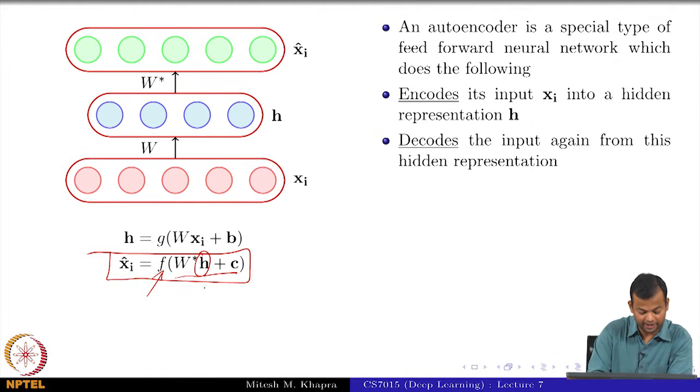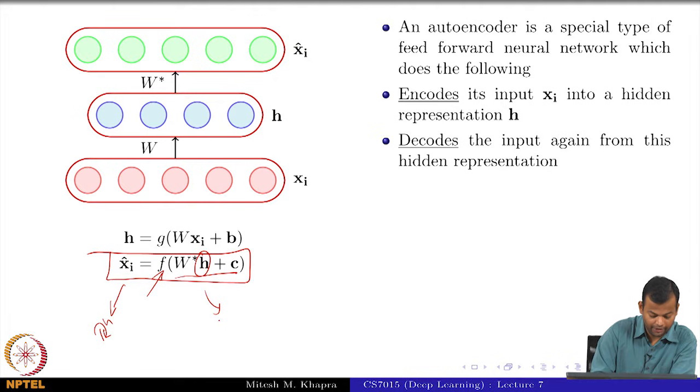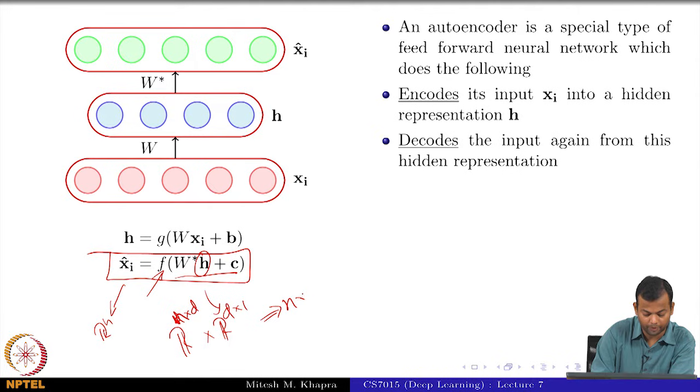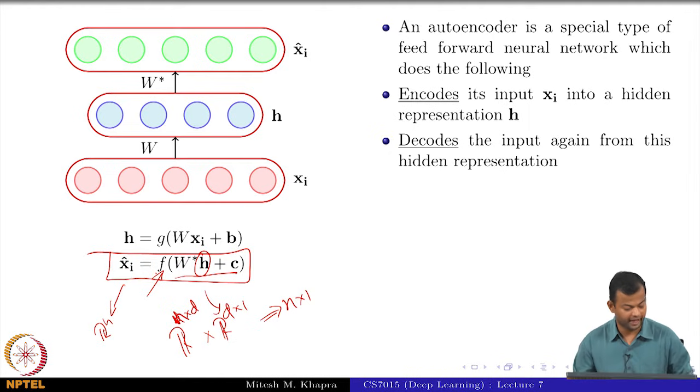Now let us again look at these dimensions. What is xi? xi is again R^n and your h was R^d. So, you have to go from a d-dimensional input to an n-dimensional output. So, your W* is going to be R^(n×d). It will multiply with a d×1 vector and give you an n×1 output, and that will pass through some function and give you xi hat, which is a reconstruction of xi.